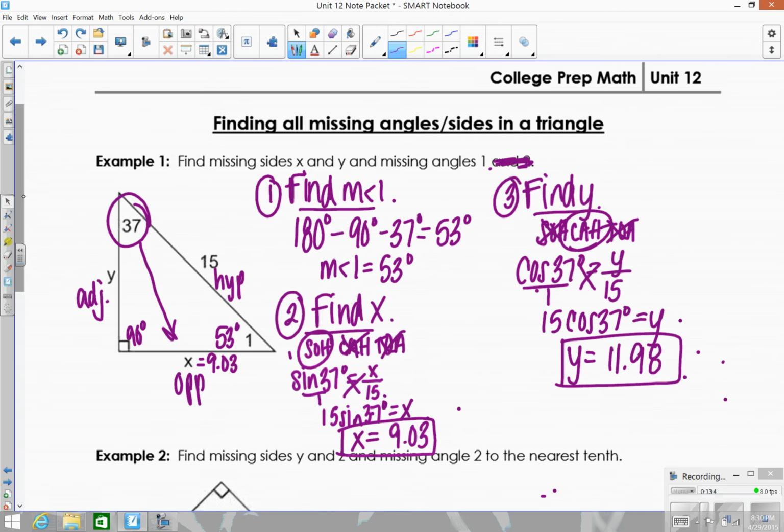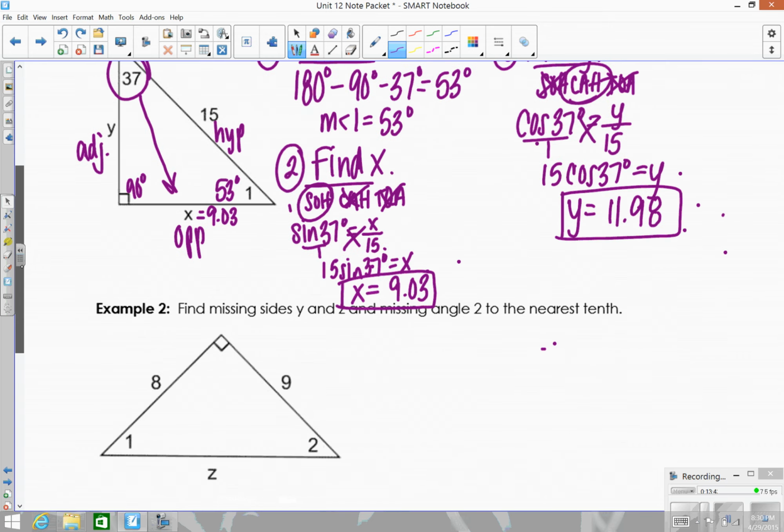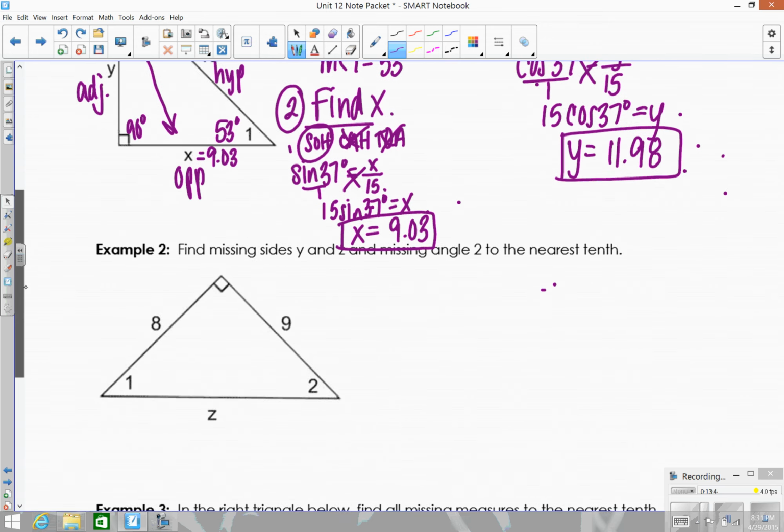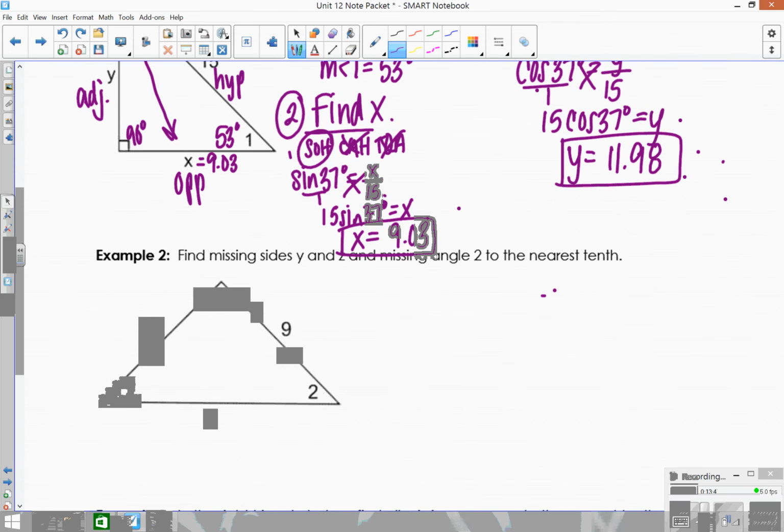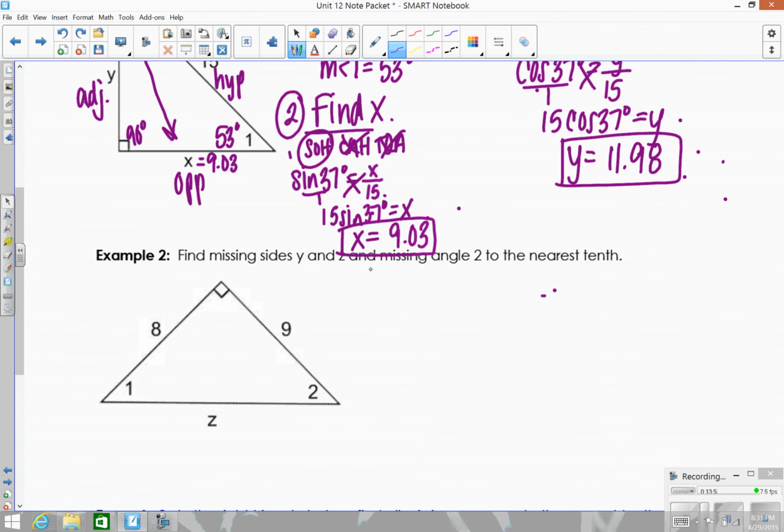Let's look at just one more of these just so you can see another version of it. So in this example here, we're trying to find missing sides. This is y and z, but really we're just trying to find missing side z and the missing angles 1 and 2.